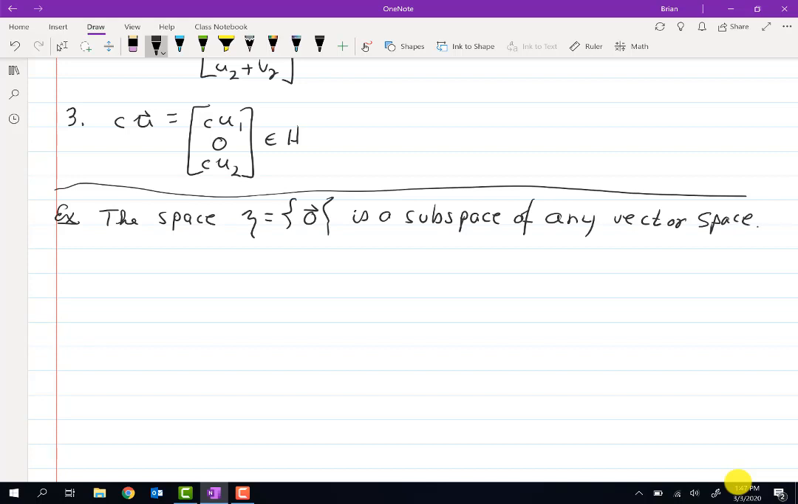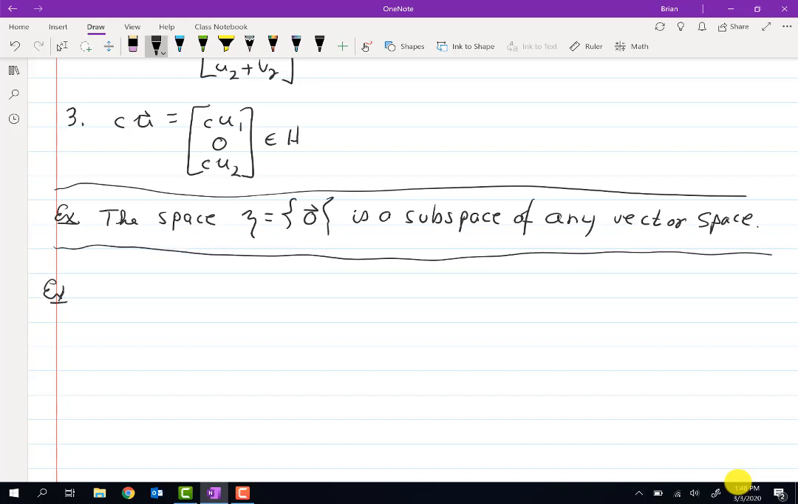Obviously, the 0 vector's in here. If I take this vector plus this vector, it's still 0, so it's closed under addition. And if I take any constant c times this vector, it's going to be 0, so it's closed under that kind of multiplication. So you can see it satisfies those three properties, and therefore it's a subspace.